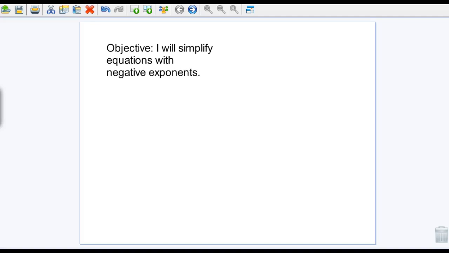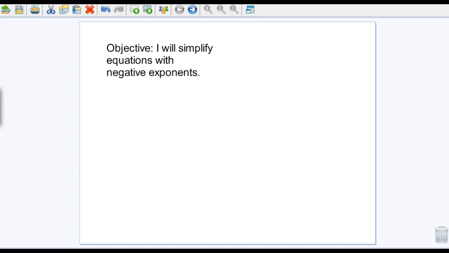Okay, so today we're really going to take a nice long look at negative exponents. We're going to be multiplying them. We're going to make sure that you don't have a negative exponent in the numerator, and we're going to work on a couple of problems.